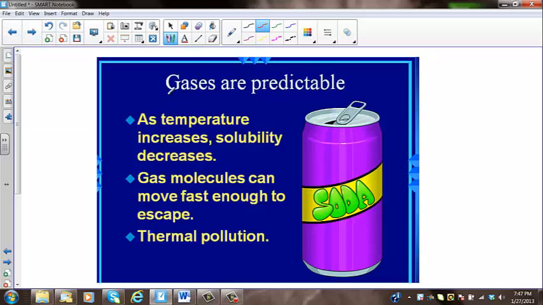So gases are pretty predictable. As temperature increases, solubility decreases, and gas molecules can move fast enough to escape. And a good example of this, as you just saw, is thermal pollution.